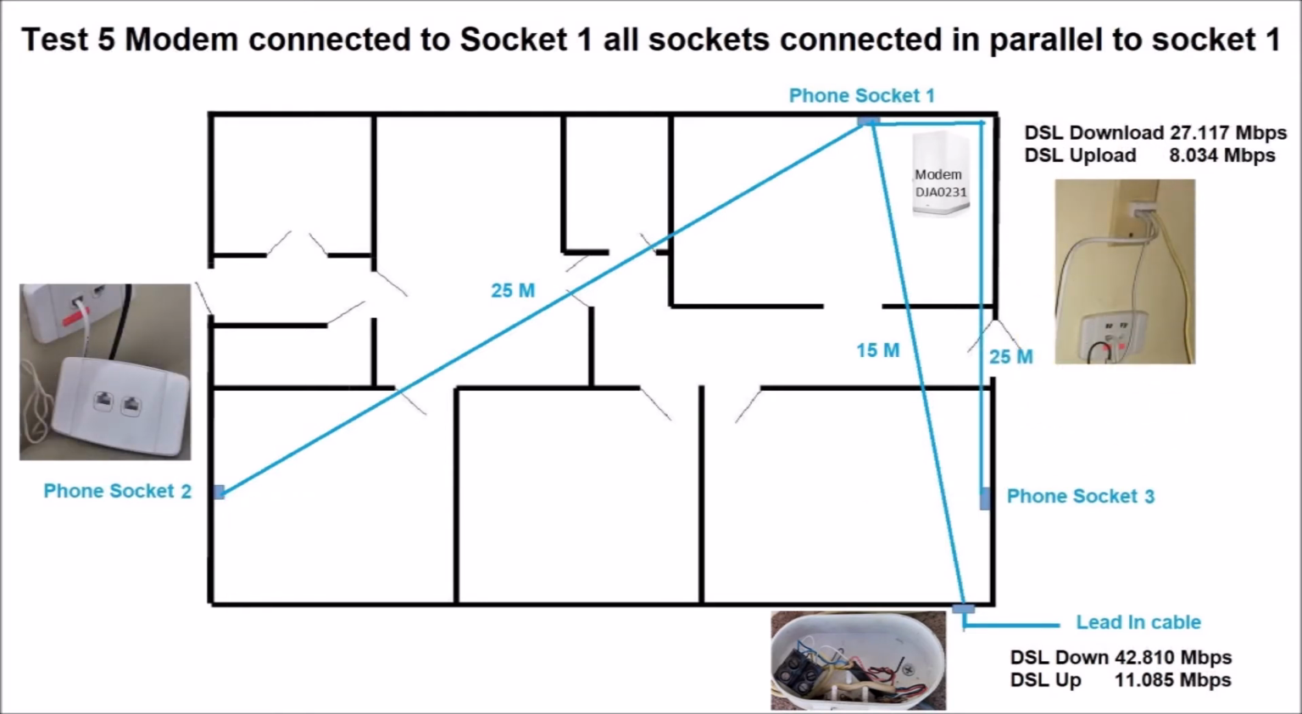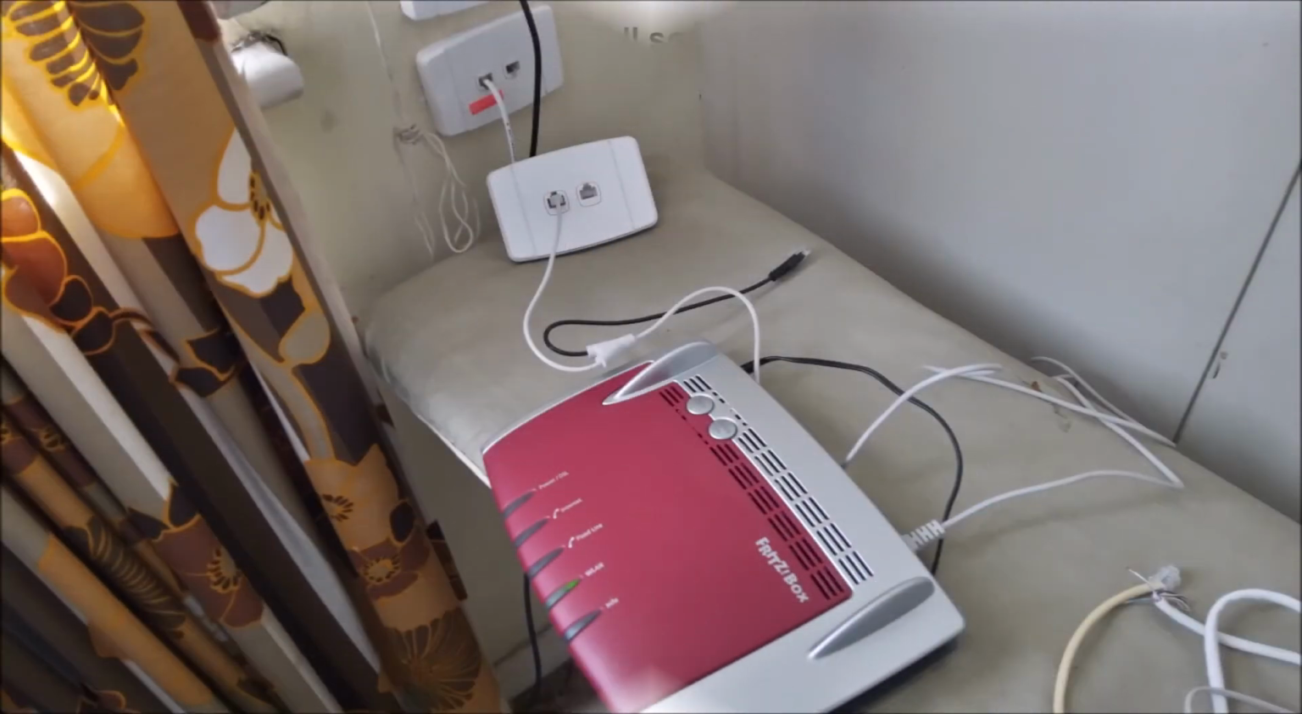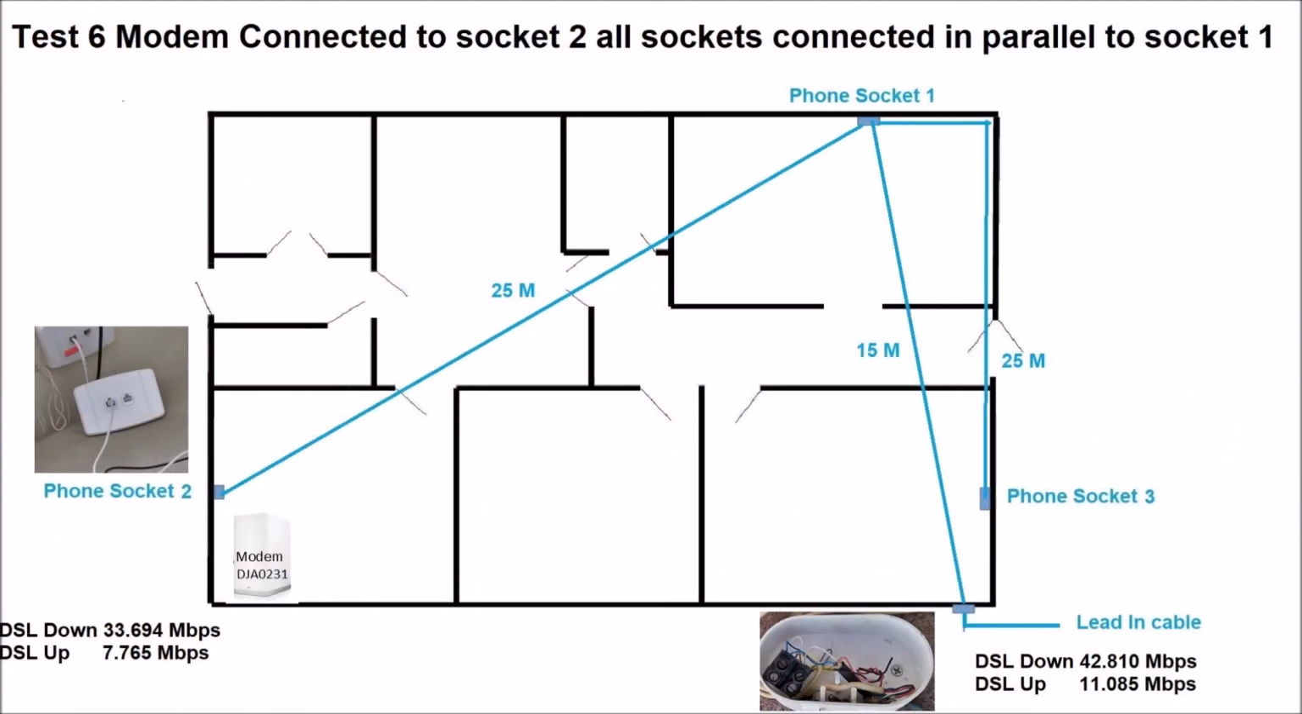To demonstrate the effects of star cabling, the 25 meter telephone extension cable was disconnected and then reconnected to the first telephone socket. This results in the download speed being dramatically decreased by 40% and the upload speed being decreased by over 25% compared to the speed at the feed-in cable. In the next test, the modem was connected to socket 2. The 25 meter telephone cable was left connected to socket 1. This resulted in the download speed decreasing by about 25% and the upload speed decreasing by over 30% compared to the speed at the lead-in cable.